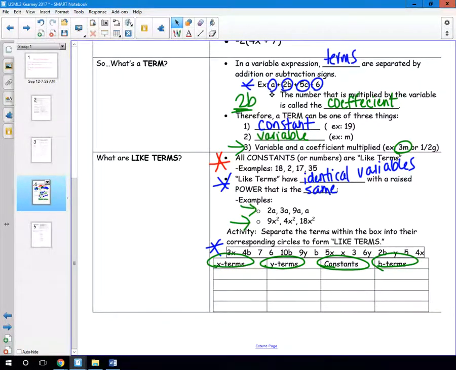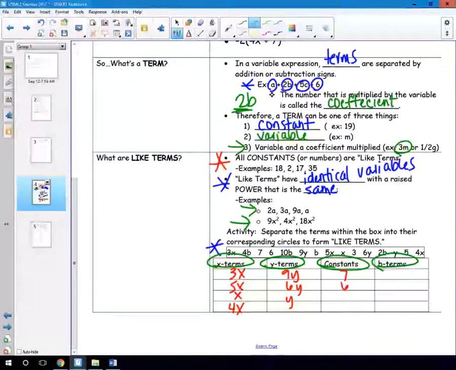Okay, so let's check to see if you got it right. So our x terms, we got 3x, 5x, x, and 4x. For my y terms, I got 9y, 6y, and y. For my constants, remember a constant's a number by itself, they're like terms, I got 7, 6, 3, and 5. And then for my b terms, I got 4b, 10b, b, and 2b.